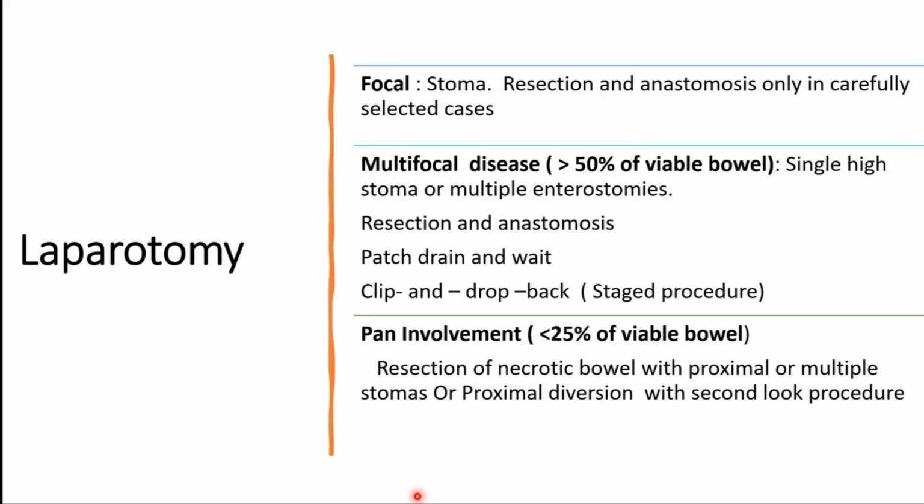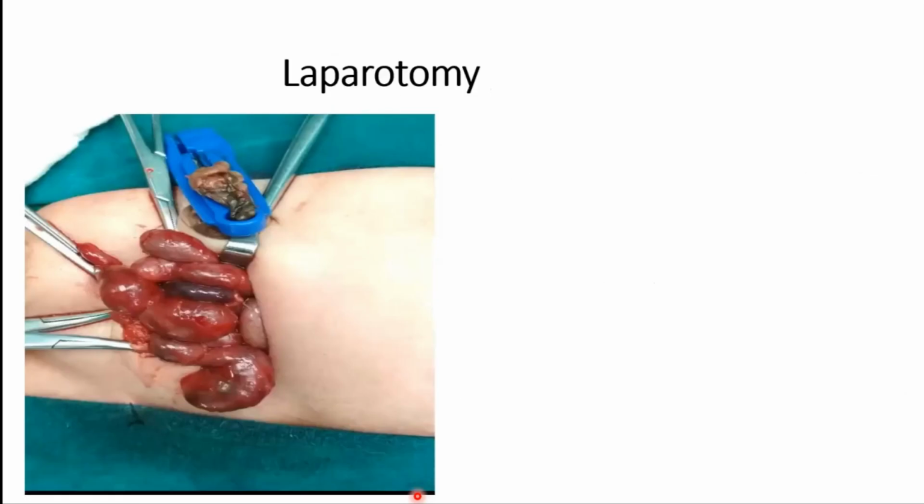And there is a novel technique for avoiding multiple stomas: you can just resect the necrotic areas and clip all those necrotic areas and close the abdomen, and after 48 to 72 hours do a second look laparotomy to see if you can restore bowel continuity.